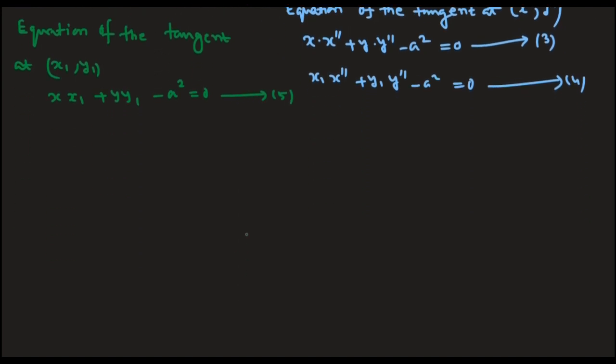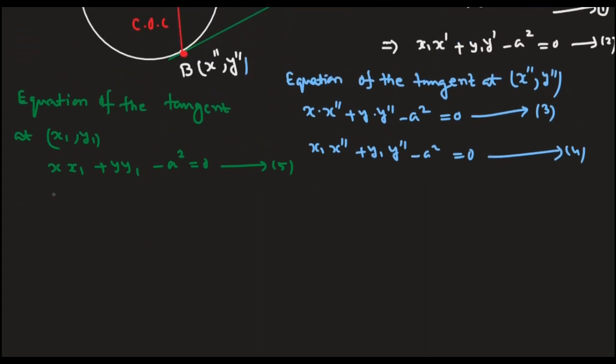So now if in this equation you put in the place of x and y, if x comma y is replaced by x dash comma y dash, what will happen? You notice that it will be x dash x1 plus y dash y1 minus a square, which is equal to 0. So this equation 6 is same as equation 2.